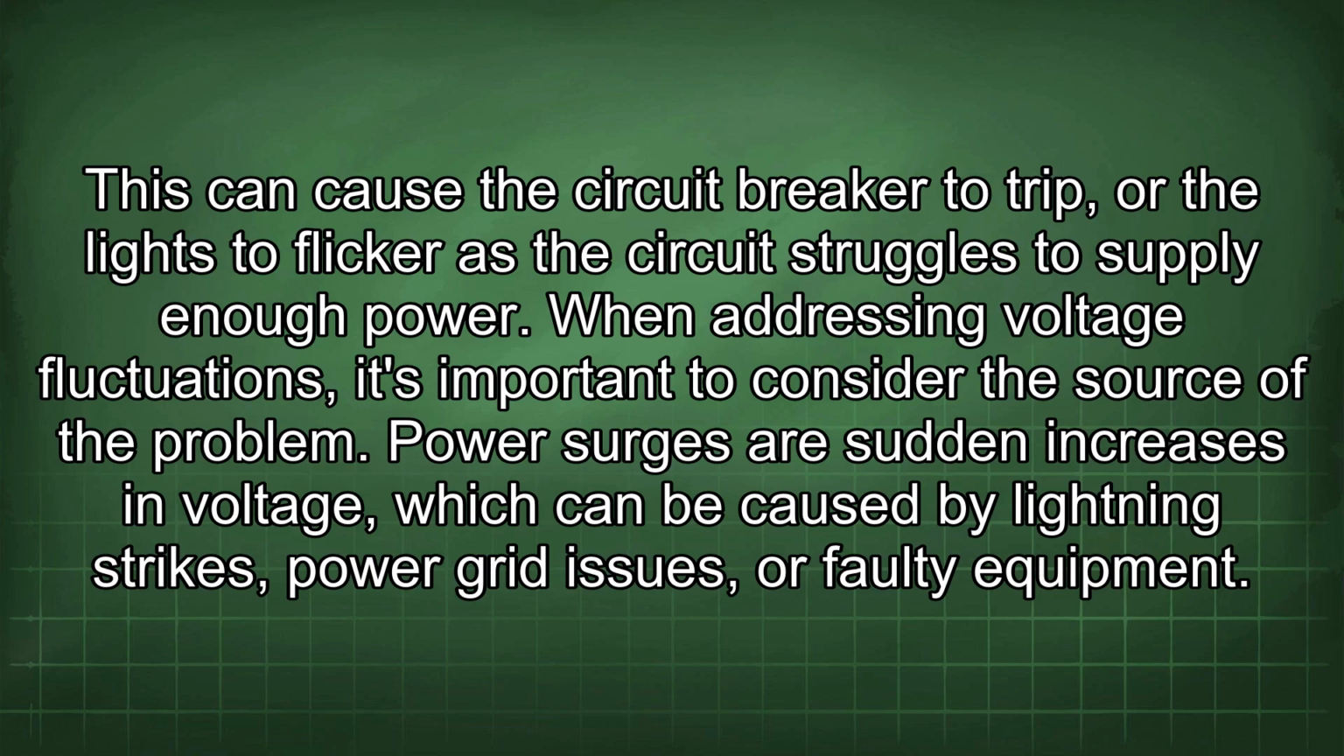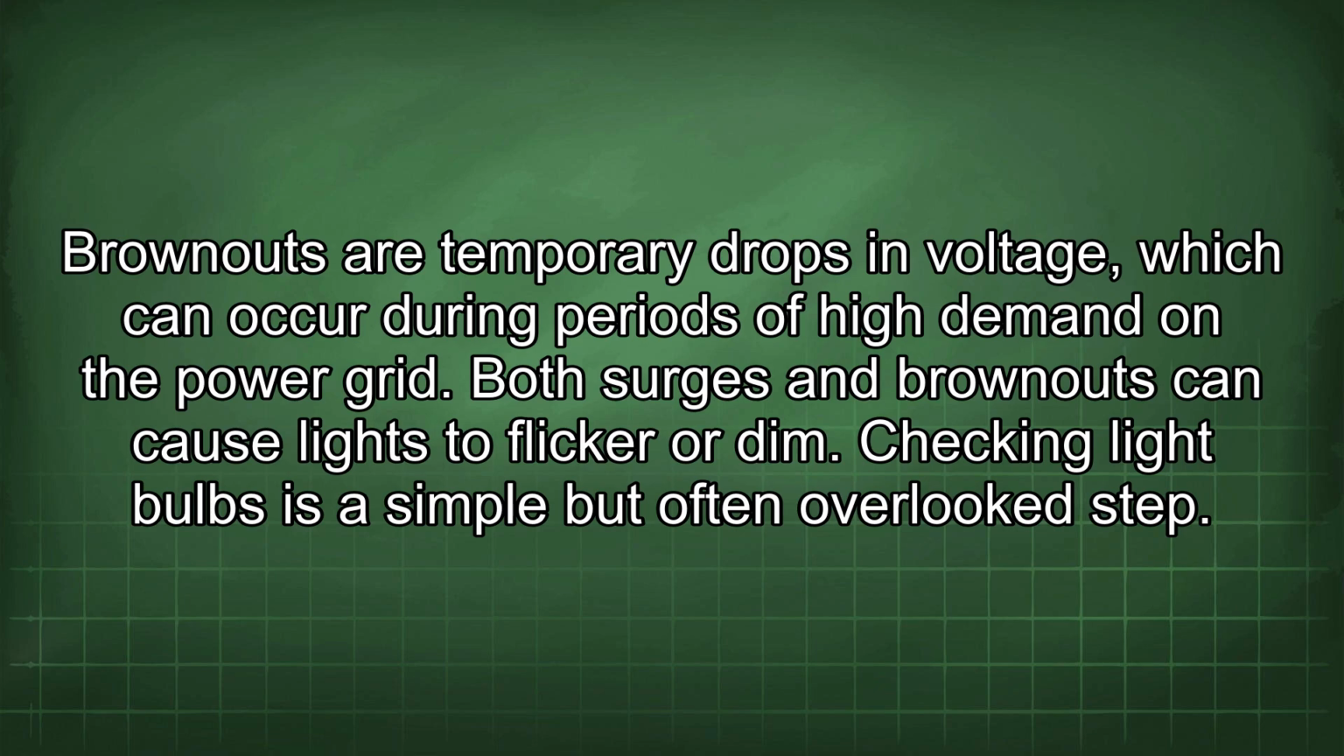Power surges are sudden increases in voltage, which can be caused by lightning strikes, power grid issues, or faulty equipment. Brownouts are temporary drops in voltage, which can occur during periods of high demand on the power grid. Both surges and brownouts can cause lights to flicker or dim.